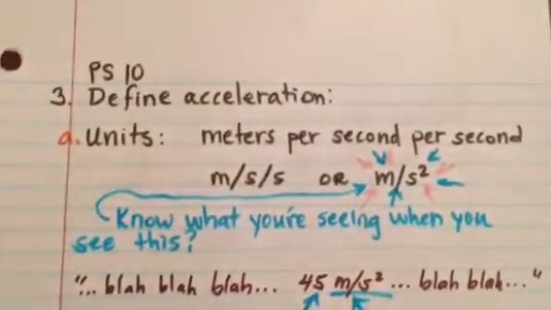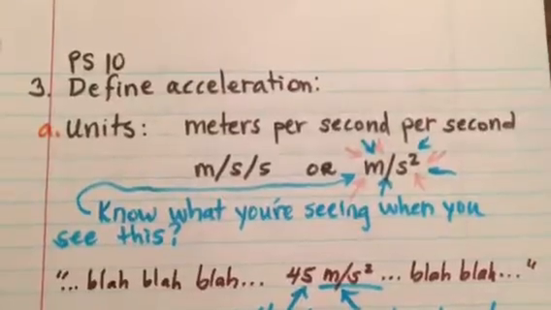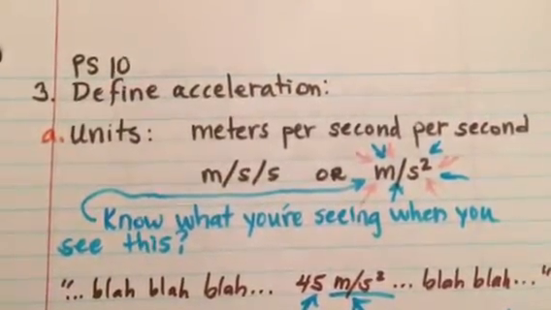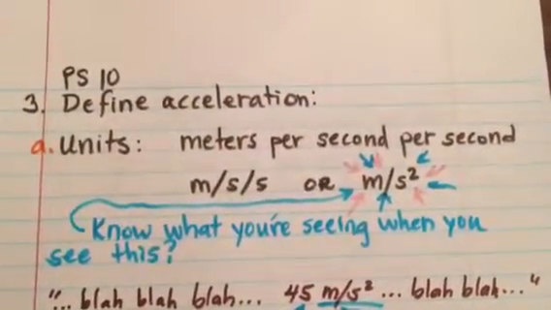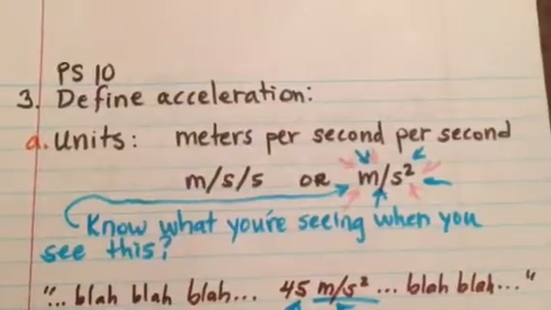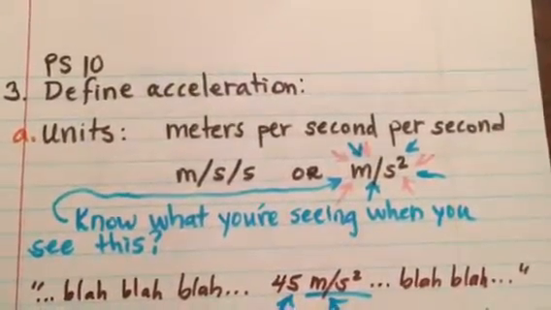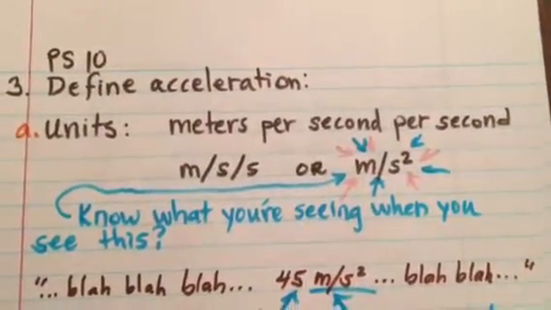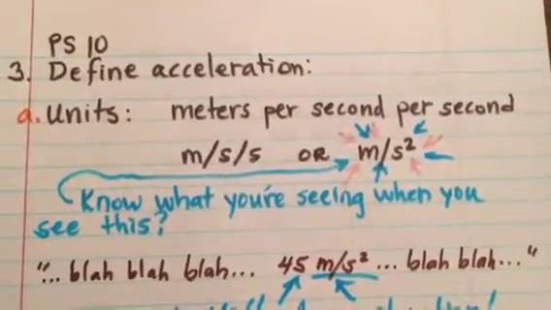For your 10th grade science exam study guide, number 3 says define acceleration. The first part of it says what are the units. So you need to know that the units are meters per second squared. There's other ways to say it, meters per second. But when you see something that says meters per second squared, you need to automatically know that means acceleration.